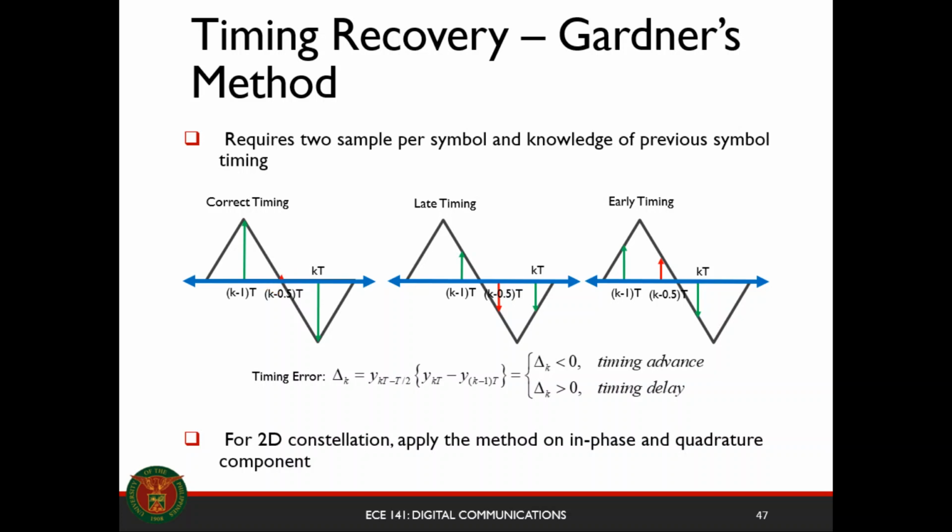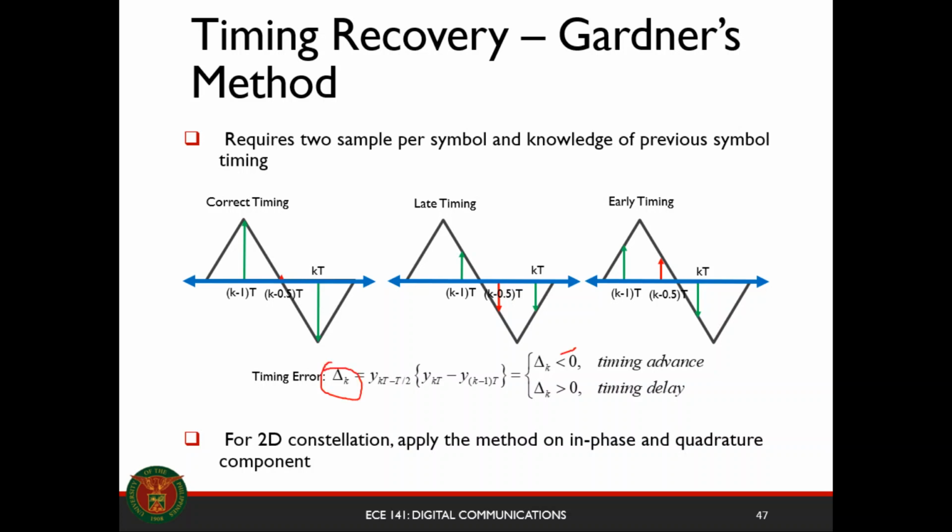Late timing is when there's some value of the sample between the two sampled symbols, and early also if there's some value. So to compute the timing error, this formula is used. The symbol in between multiplied by the difference between the two symbols. Okay. So if the symbol in between is 0, then the timing error is approximately 0.